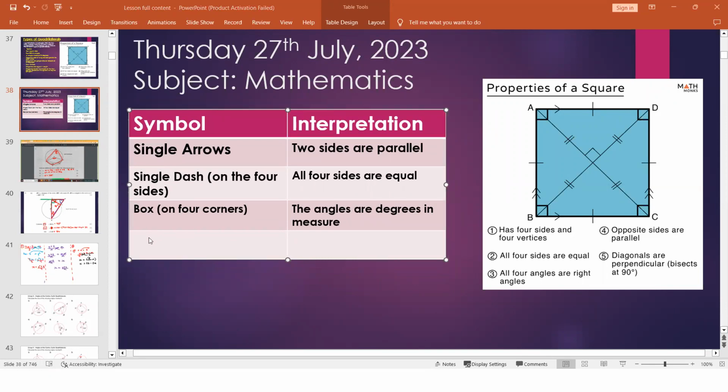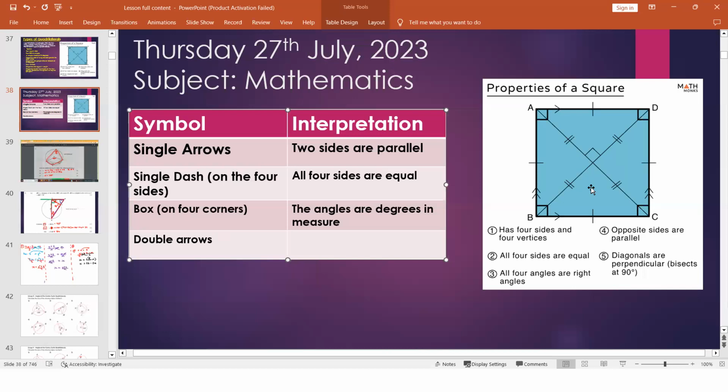So we talk about the double dash. What do we talk about a single dash? What about the double arrows? What does the double arrows mean? So the double arrows that are here, what does that mean?